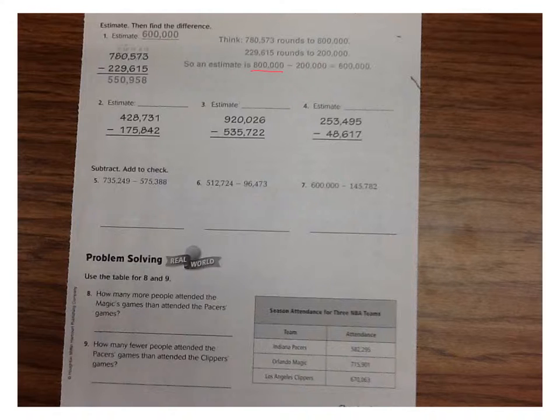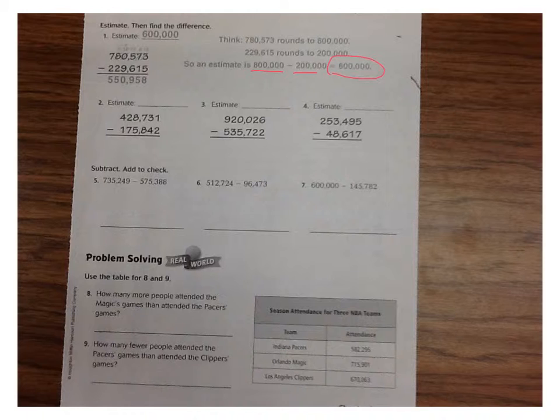And 229,000. Is it closer to 200,000 or 300,000? It is closer to 200,000. So 800,000 minus 200,000 is what, everyone? 600,000. Okay, so that's where they got their estimate. And then they subtracted, and they did have to regroup. So it's important to know how to do that.